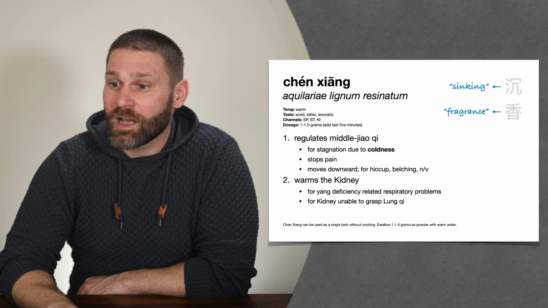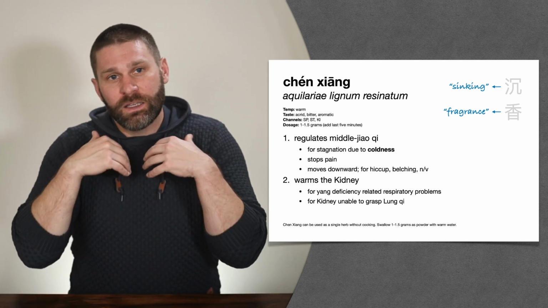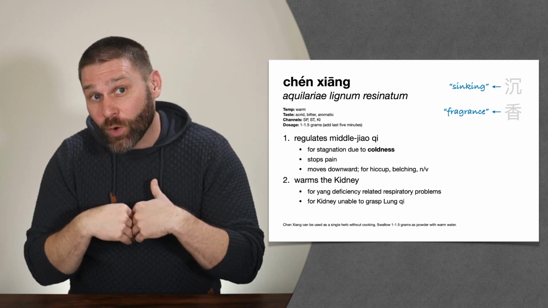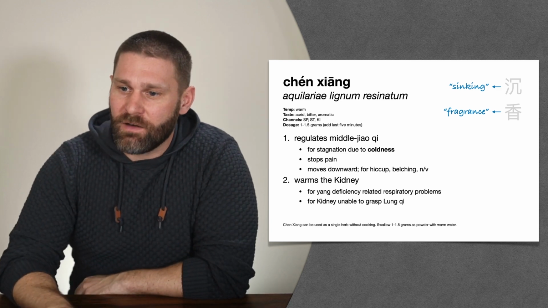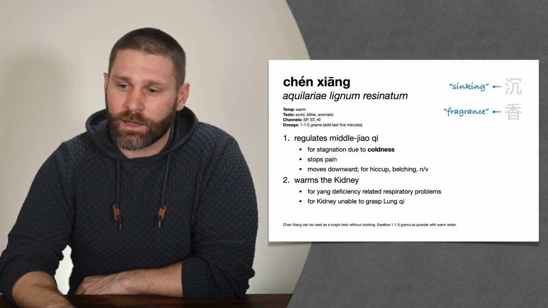The name Chen Xiang means sinking fragrance. So maybe that can help you remember that sinking means that this one is moving downward to treat things like nausea, vomiting, hiccup, and belching. And the xiang can let you know that it's aromatic in property.